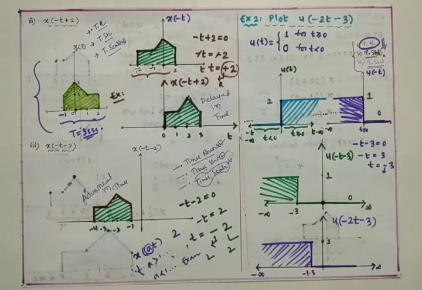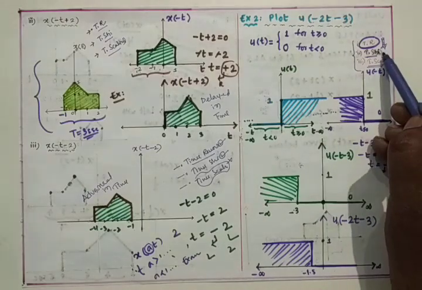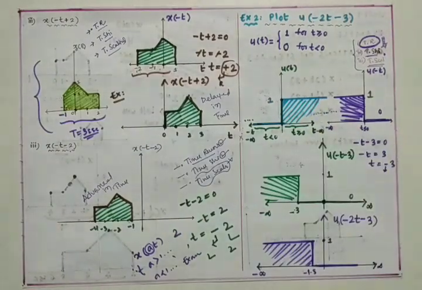Whatever signal is there in the first quadrant, we can get in the second, and whatever signal is there in the second quadrant, we can get in the first quadrant by applying the time reversal operation. After the time reversal operation, immediately we have to search for the time shifting operation, whether t is added with a number or subtracted with any number. Here t is subtracted with 3, so minus t minus 3 equals 0, so t equals minus 3.